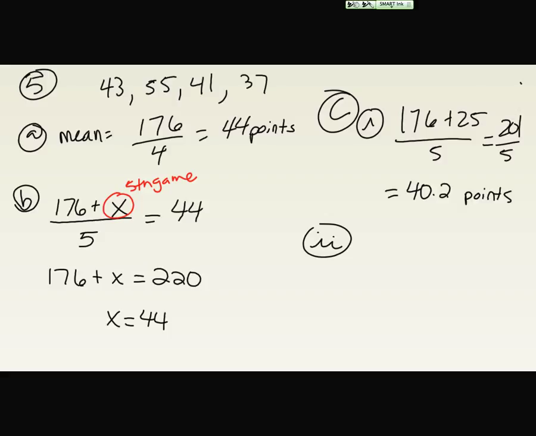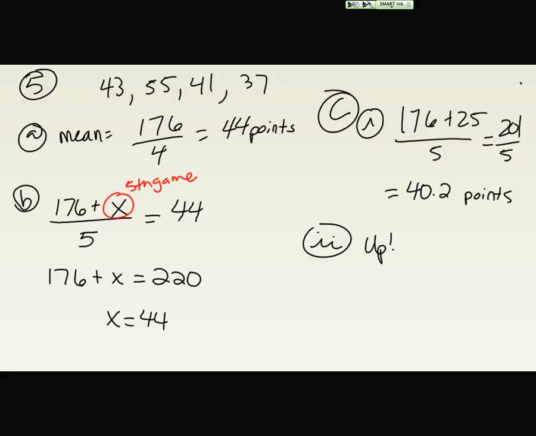So the last part says the team then scores 41 points in their 6th and final match. Will this increase or decrease their previous score? If they score 41, is their average going to go up or down? How come? It's greater than the lowest number. And it's greater than the average. Because 41 is greater than the average, it's going to go up.